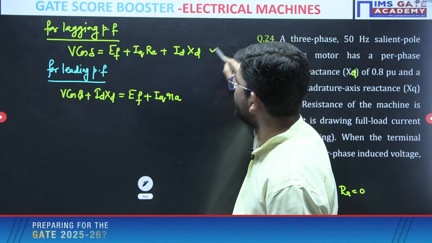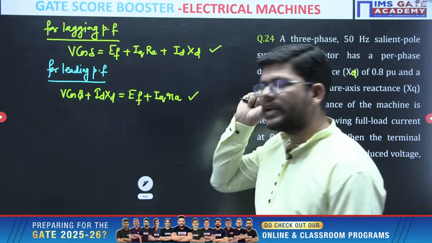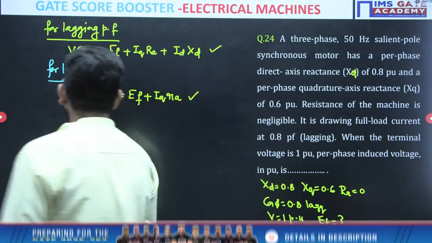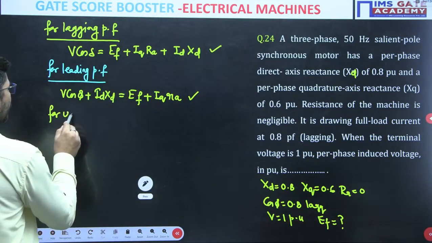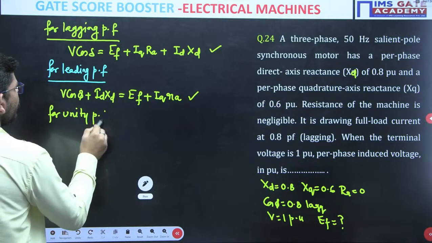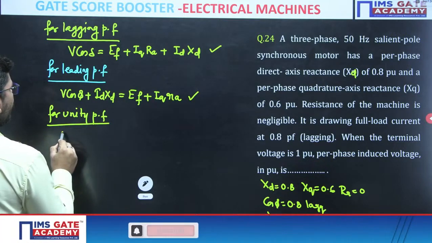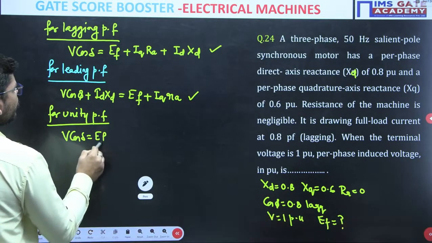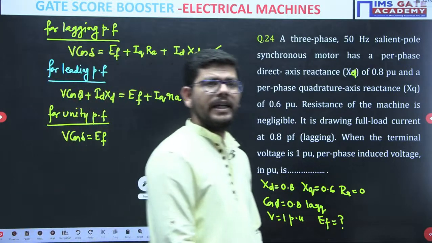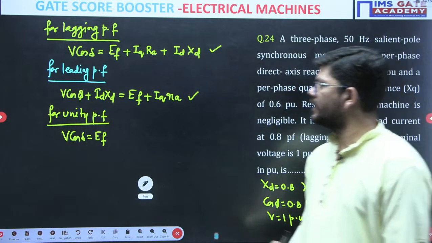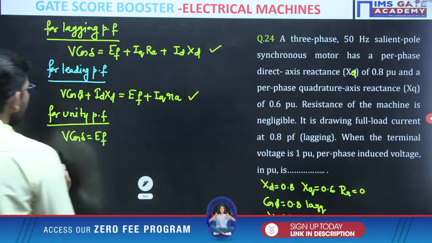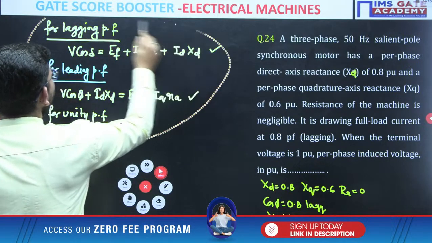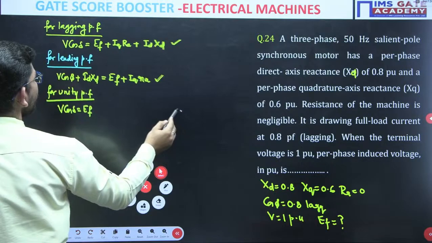For lagging power factor, you have to apply this. For leading power factor, you have to apply this formula. Got it? And for unity power factor, it will be V cos del equals EF, right? V cos del equals EF. So you can see that for any power factor we need to calculate the value of del.